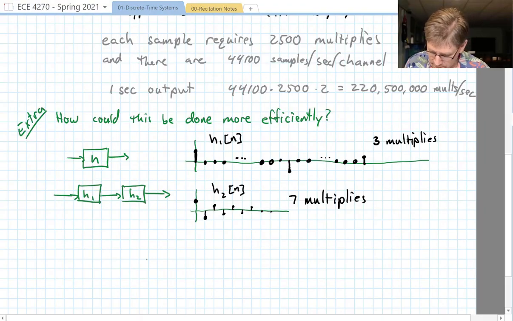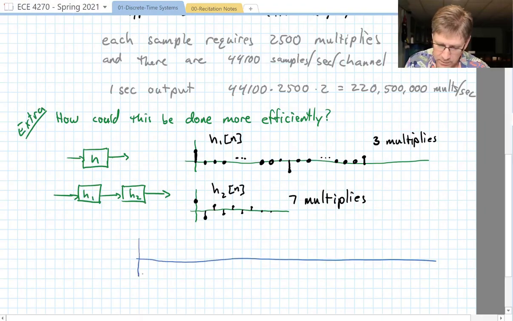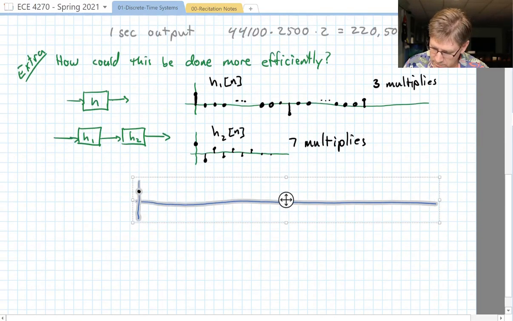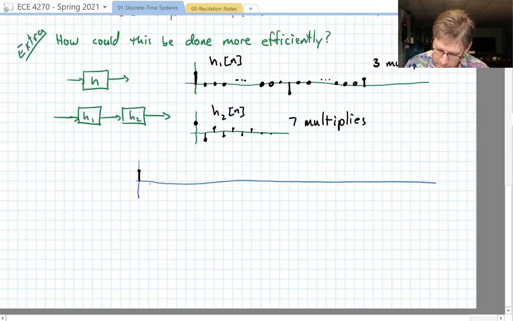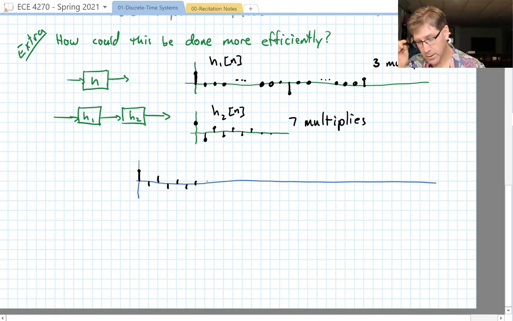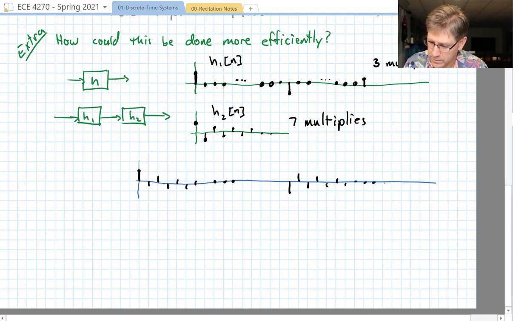We get something that looks like this. The first sample out, 1, 2, 3, 4, 5, 6, 7, like that. And we'll get a bunch of zeros. And then it'll hit the next one, and it will ring 7 times. And then finally we get the last one and does the same thing.